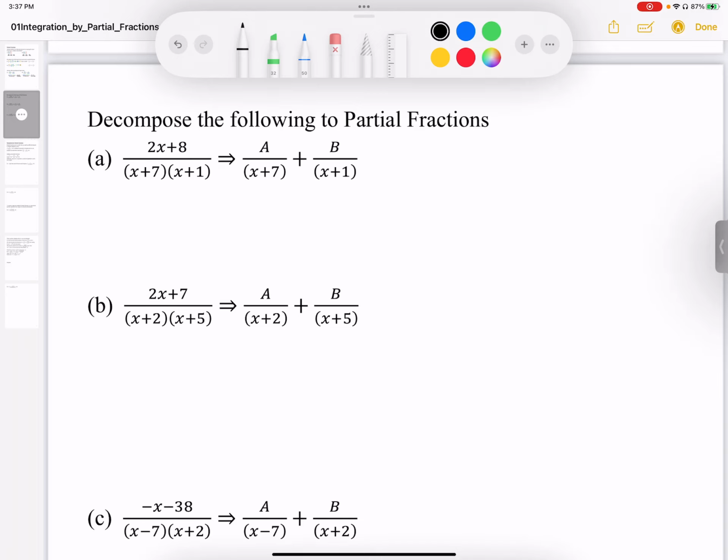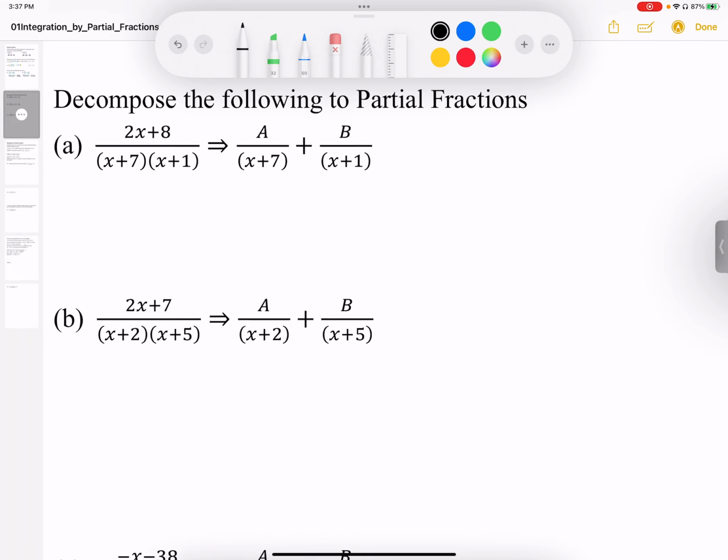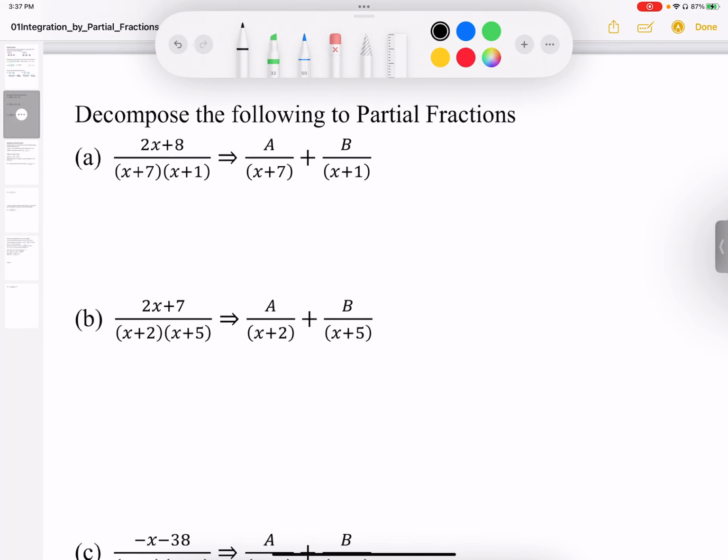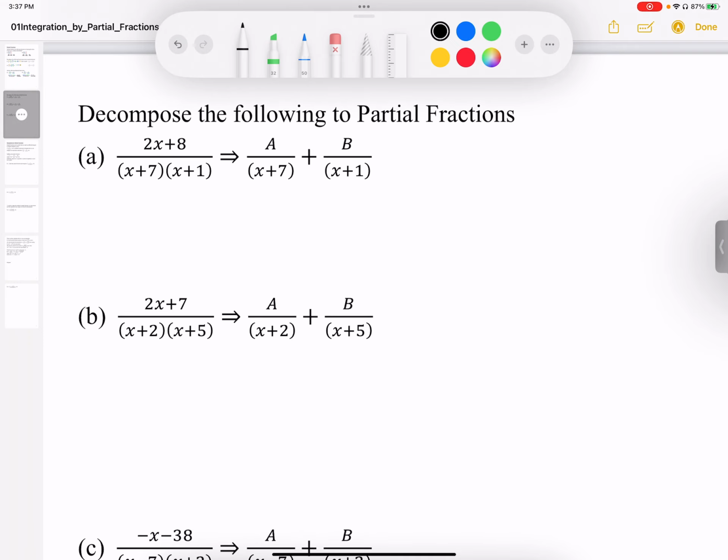So instead of adding these fractions together with the rational denominators, we're going to decompose them. What we want to look at is the factors of the denominator. In this case, an x plus 7 factor and an x plus 1 factor. We're going to set this up so that one of the factors, x plus 7, is one denominator of a partial fraction, and the x plus 1 is the other denominator of the partial fraction.